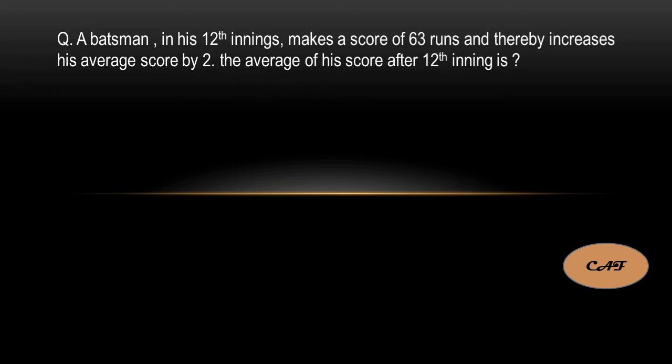Next question. A batsman in his 12th innings makes a score of 63 runs and thereby increases his average score by 2. The average of his score after the 12th inning is how much? So one cricketer is there. In his 12th innings, he scored 63 runs. After adding 63 to his sum, his average increased by 2. So after the 12th inning, what is his average? That is the question. He told that it increased by 2, but he didn't give the average before that. So we have to find that out.